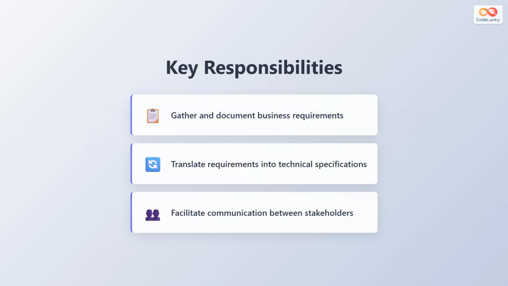A business analyst has three key responsibilities. First, they gather and document business requirements by talking to stakeholders and understanding what needs to be built. Second, they translate these requirements into technical specifications that developers can understand and implement. Third, they facilitate communication between different stakeholders, ensuring everyone is on the same page throughout the project.